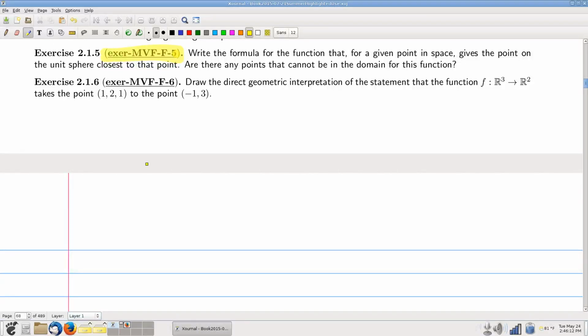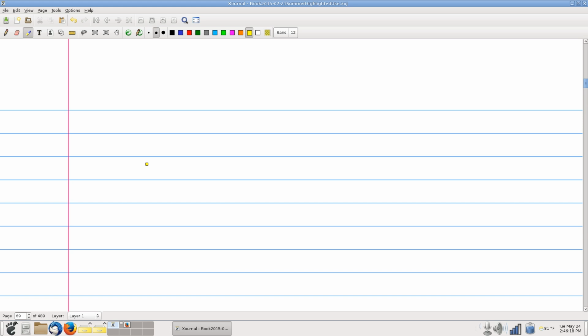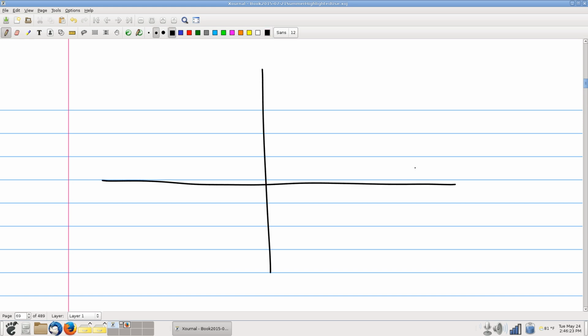Function that gives the point on the unit sphere closest to that point. Okay, let's draw a picture of what our function is supposed to do here. I'm going to draw both the domain and the target. And the domain and the target are kind of the same world. They're both R3.